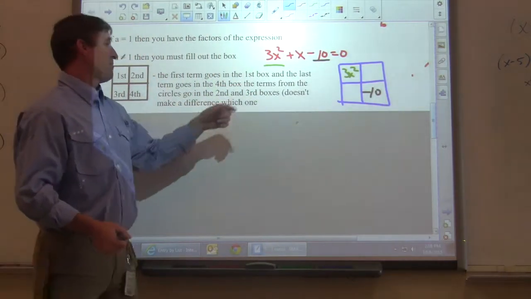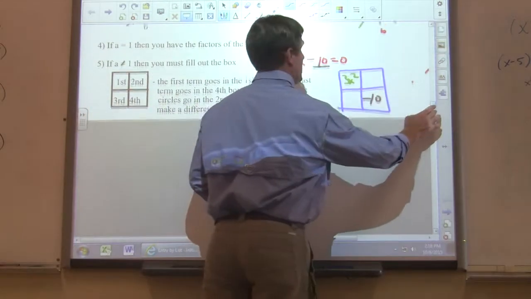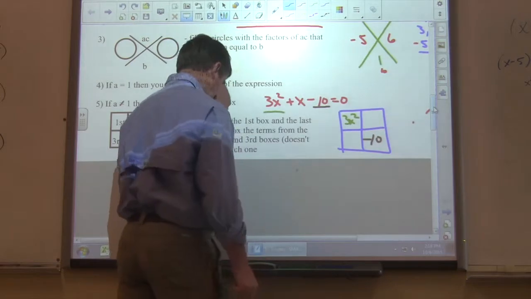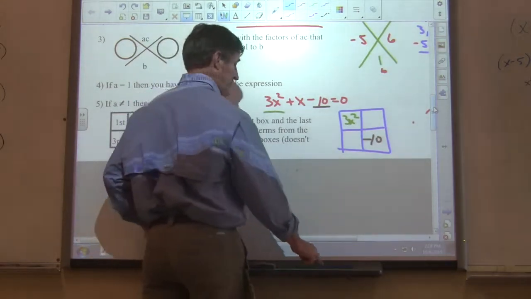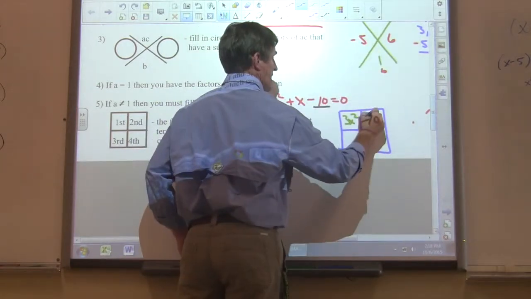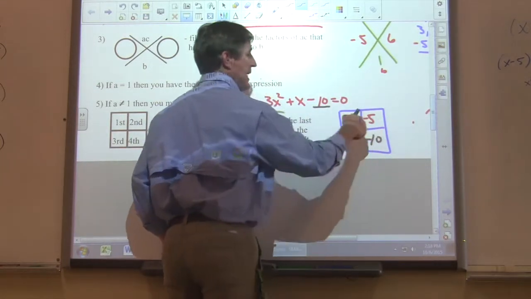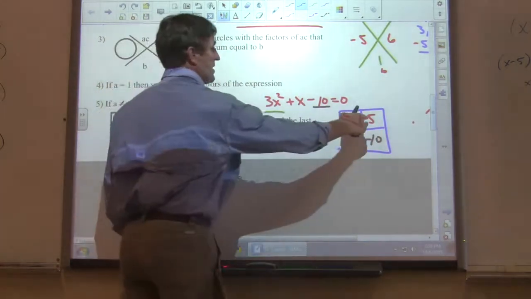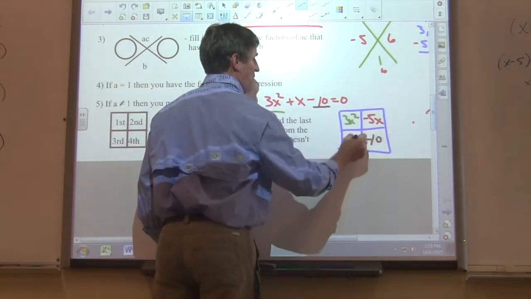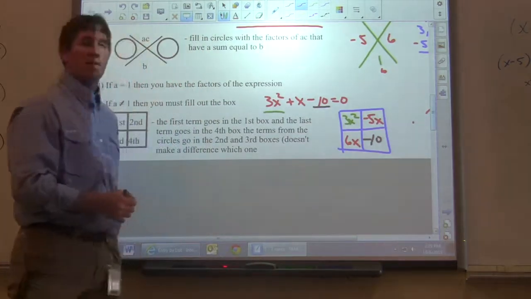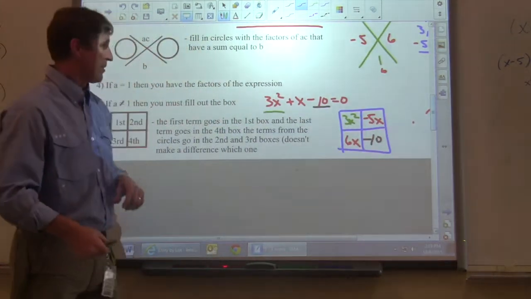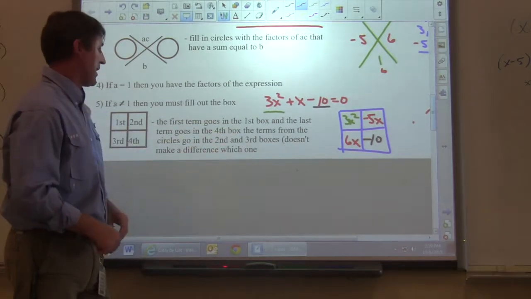Then you take your numbers from the circles or from the sides of your x and they fill in both of those. And here's where you have to be careful. This is negative 5 and 6. It doesn't make any difference where you put those. I could put the 6 there and the negative 5 there. That wouldn't make a difference. But you have to remember those. You're always going to add the variable to both of those. So we filled out the box.